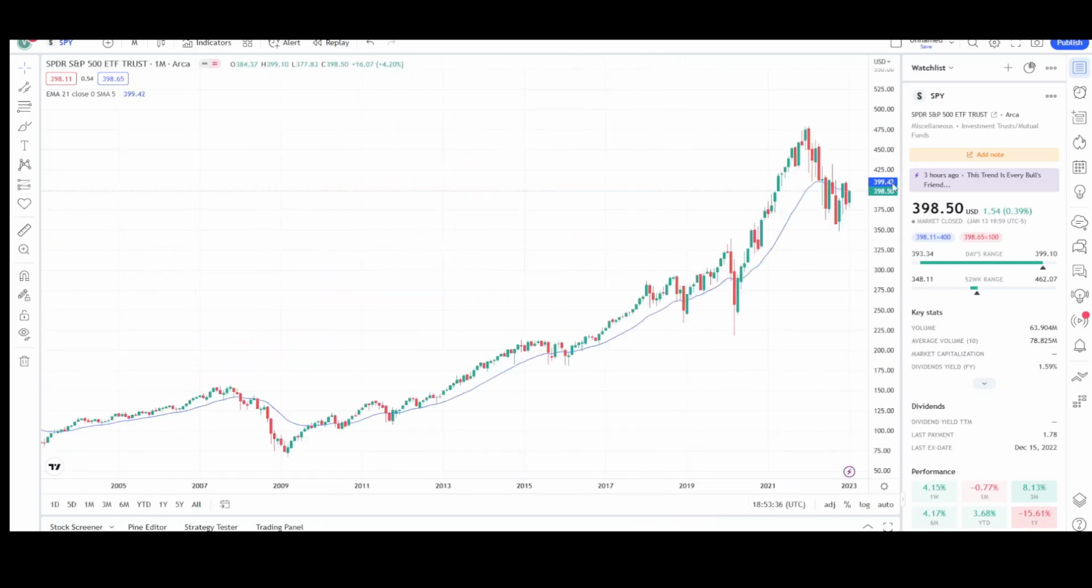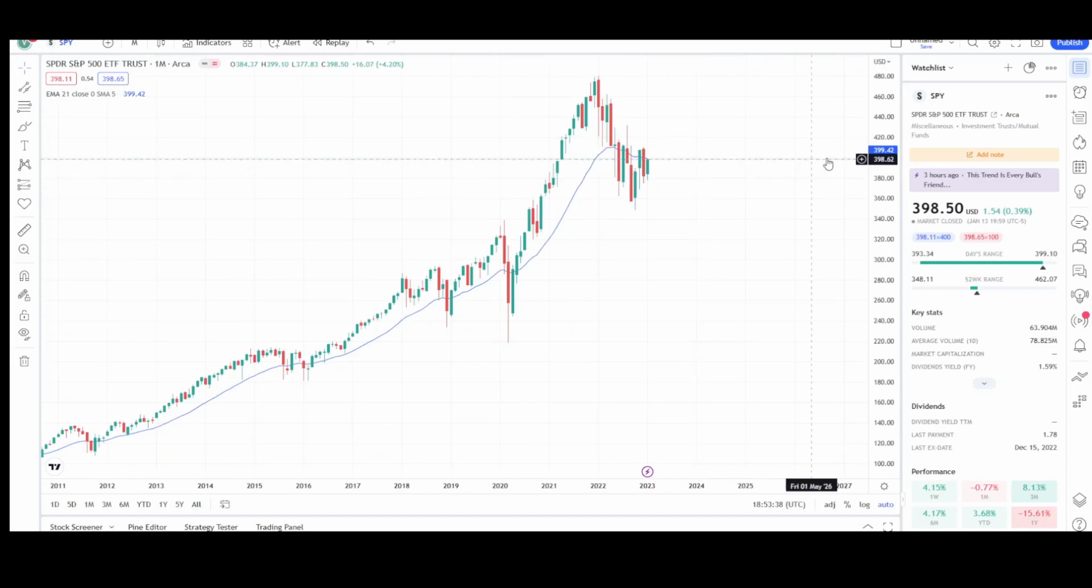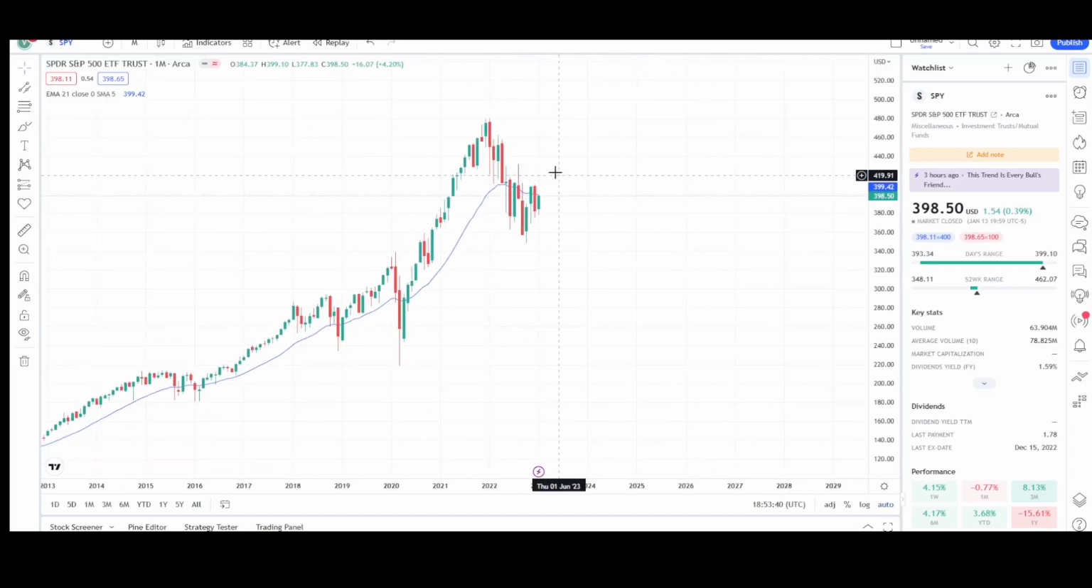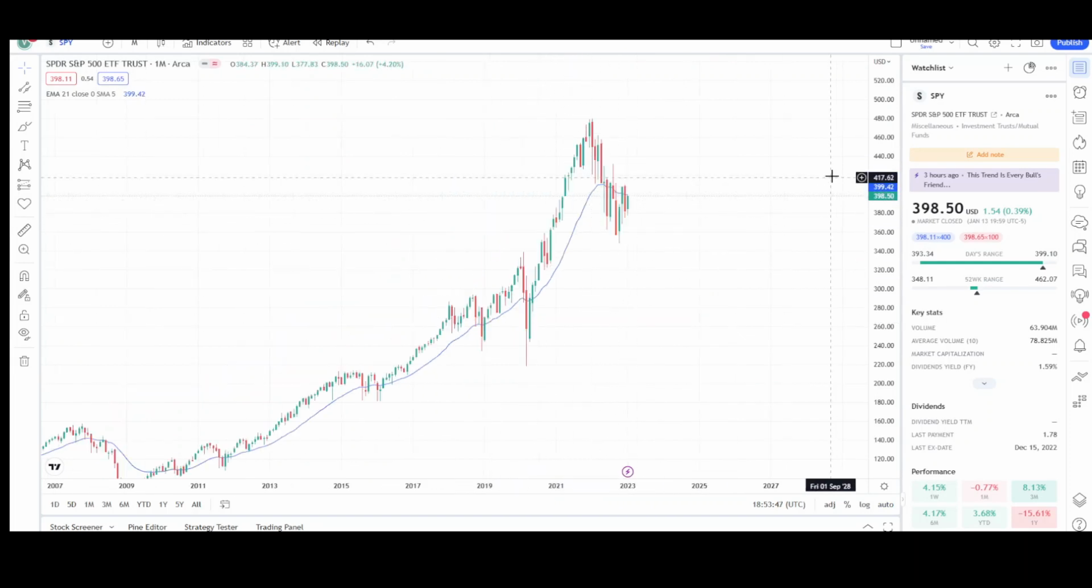So right now we're just very choppy. In the short term, it looks like we're going to continue higher, and the medium to long term is still up in the air if we're going to continue lower or not, but I believe we will. So we'll have to wait and see.